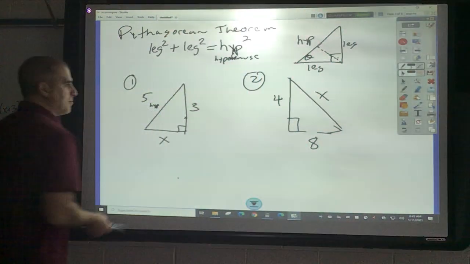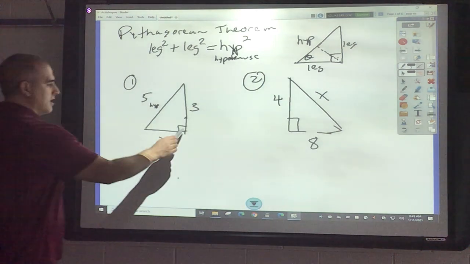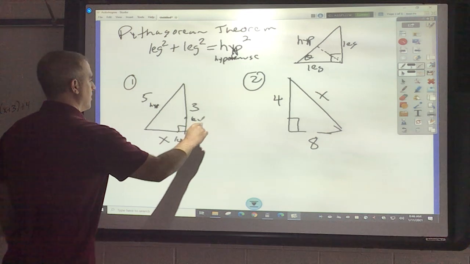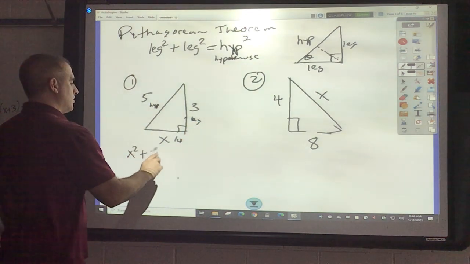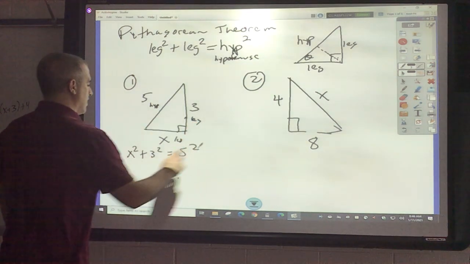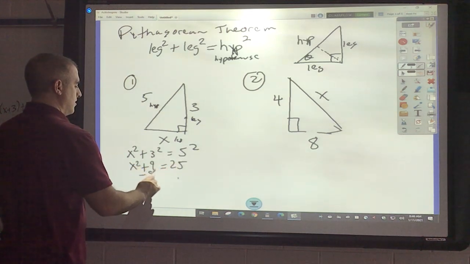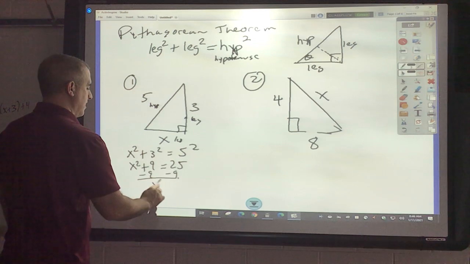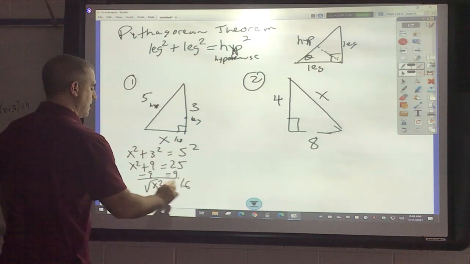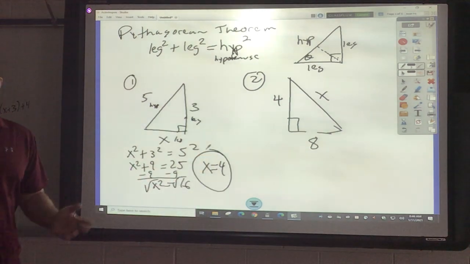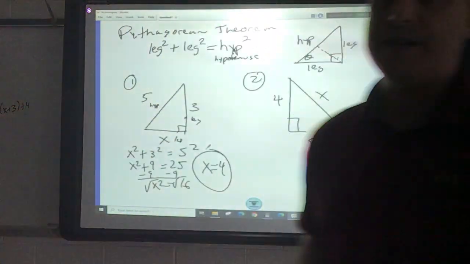So in this example, if I had to solve for x, this obviously is the hypotenuse. These are the legs, leg and leg. So I got x squared plus 3 squared equals 5 squared. That would be 9 and 25. And if I subtract 9, I get x squared equals 16, and then take the square root of 16, I get 4. If you get a nice, easy number there, that's great.